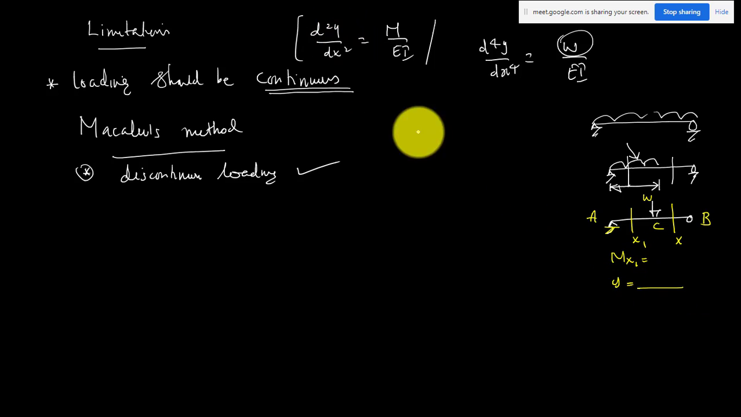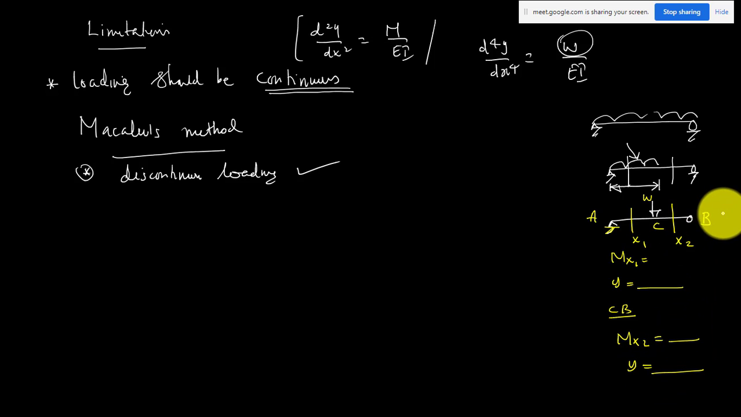We'll use this equation and we can write the equation for y in the segment AC. So now I will take segment CB. After that I have to take segment CB, so I will write the equation for M x2. So I will get the equation for deflection in the segment CB. So first is AC, then segment CB. We will get two equations for deflection, maybe y1 and y2.